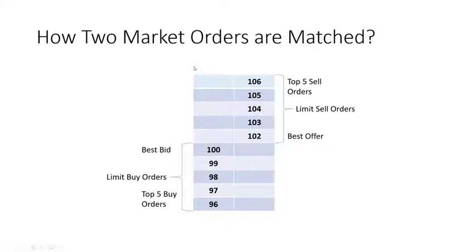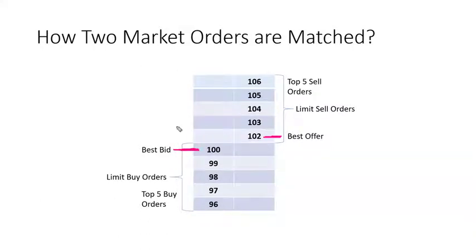Now we come to the point where we will try to understand how two market orders are matched. All right. What is visible on the chart right now? We can see that the best offer price is 102. So the lowest a seller can come is 102. It is not willing to go below that. The highest a buyer can come is 100. So buyers don't want to pay more than 100.